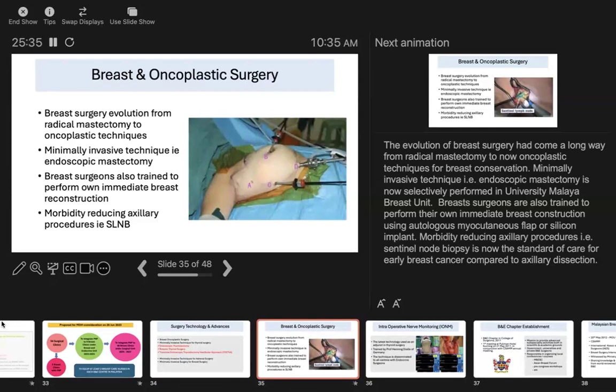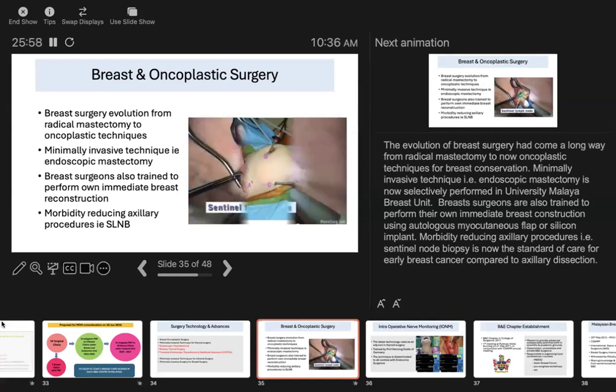And the breast surgeons, in the breast endocrine training as well, we train them to perform their own immediate breast reconstruction, whether using autologous reconstruction or implant reconstruction. And of course, we are also reducing the extent of surgery, such as with sentinel lymph node biopsy, and we are training all the trainees now.